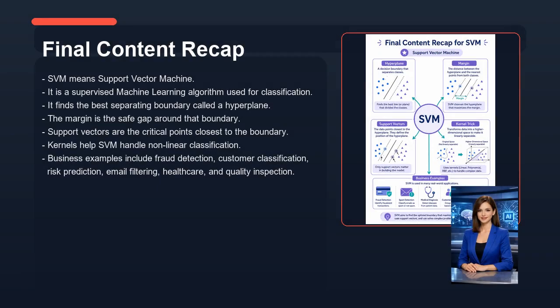Now let's look at final content recap. SVM means support vector machine. It is a supervised machine learning algorithm used for classification. It finds the best separating boundary called a hyperplane. The margin is the safe gap around that boundary. Support vectors are the critical points closest to the boundary. Kernels help SVM handle nonlinear classification. Business examples include fraud detection, customer classification, risk prediction, email filtering, healthcare, and quality inspection.